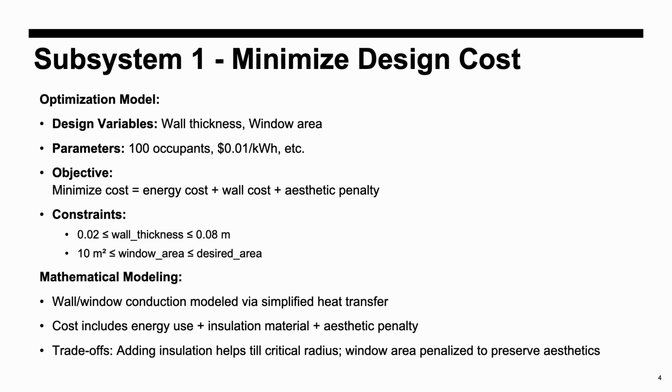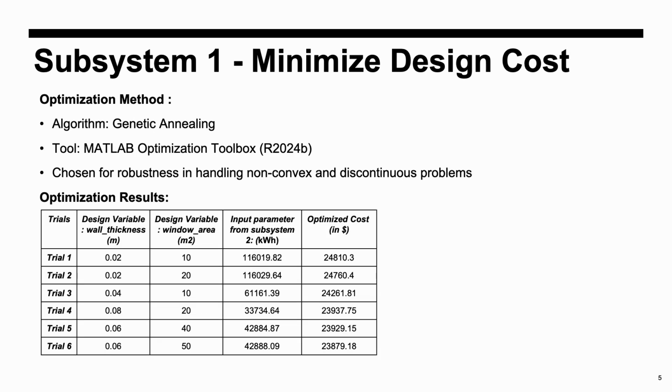Modeling uses simplified heat transfer calculations for wall and window conduction. We used simulated annealing, implemented in MATLAB's optimization toolbox due to its robustness in handling discontinuities. This table shows the results from 6 trials. For example, trial 6 with 0.06 meter wall thickness and 50 square meter window area resulted in the lowest cost despite moderate energy consumption. As wall thickness increased, energy use dropped, but material cost began overweighing energy savings beyond a certain point.